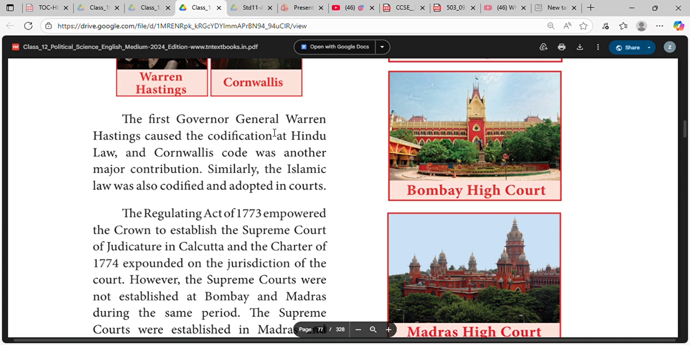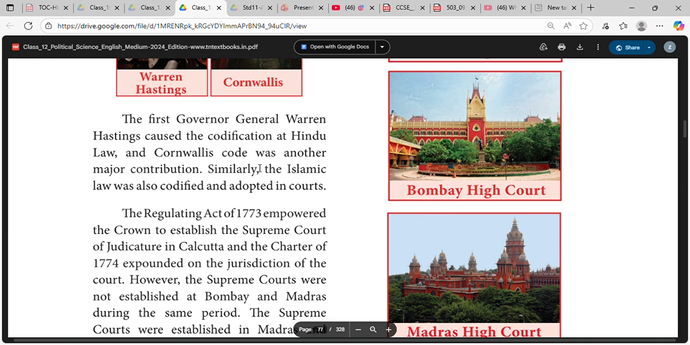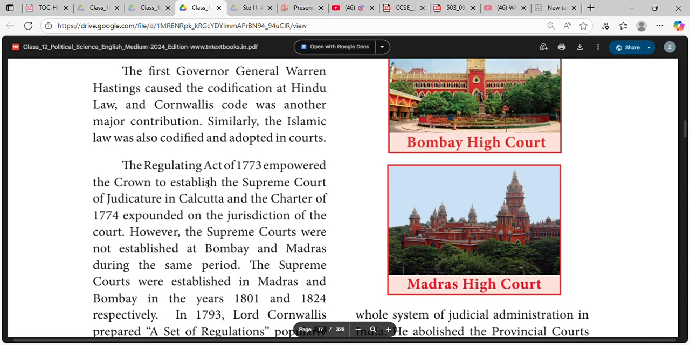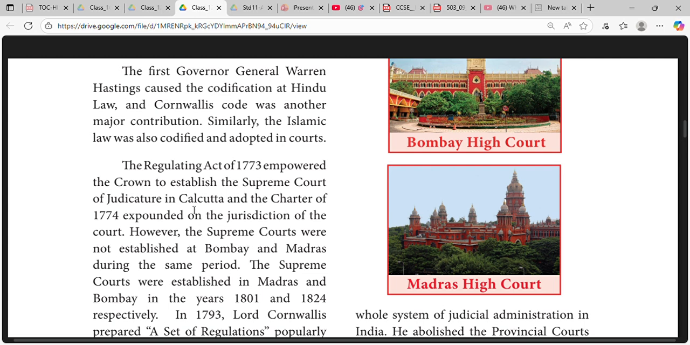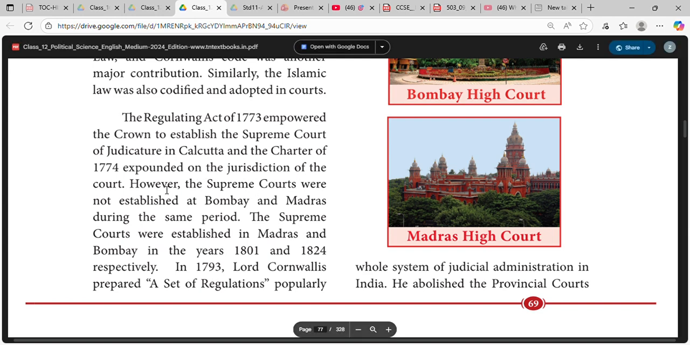The first, General Warren Hastings, caused the codification of Hindu law, and the Cornwallis Code was another major contribution. Similarly, the Islamic law was also codified and adopted in courts. The Regulating Act of 1773 empowered the Crown to establish the Supreme Court of Judicature in Calcutta, and the Charter Act of 1774 expounded on the jurisdiction of the court.